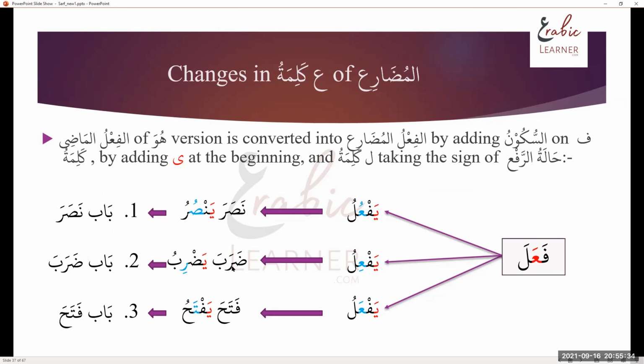Now we have two members in this family, Nasara Yansuru. In this other family there are two members, Daraba Yadribu. In this family also there are two members, Fataha Yaftahu. We are going to increase these families very soon, inshallah, brothers and sisters. More members will be added to each of these families.